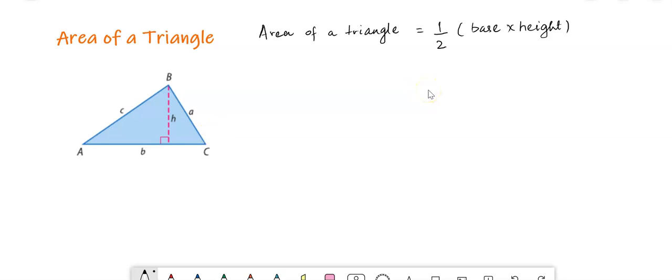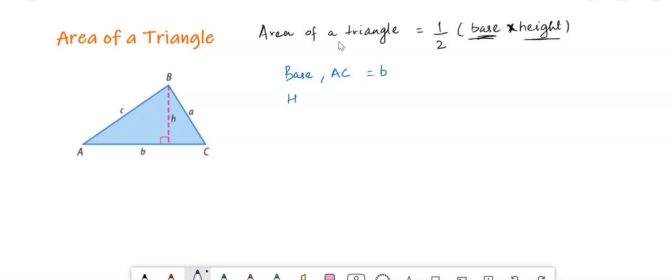Now this is times, this is not x, this is times. Okay, so now we want to find, if we know the value of the base b, and if we know the value of the height h of this triangle ABC, we can easily find the area of this triangle. Now as you can see, the base of this triangle ABC is AC, and the length of AC is B.